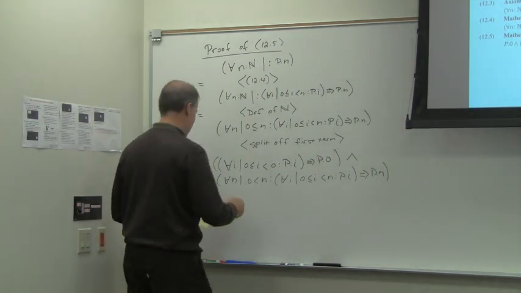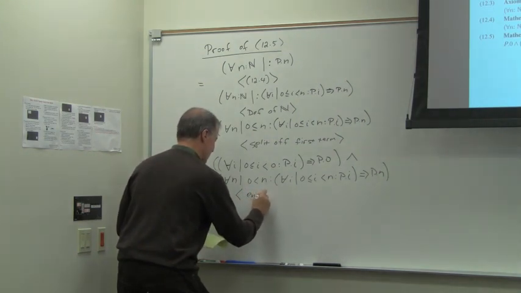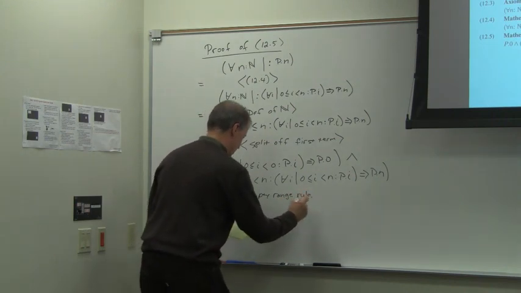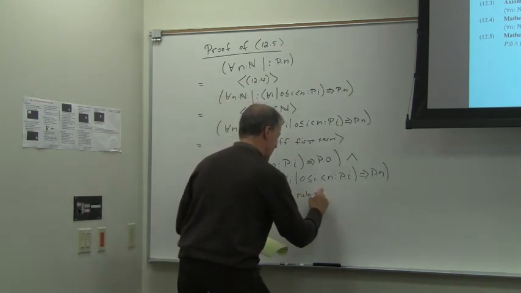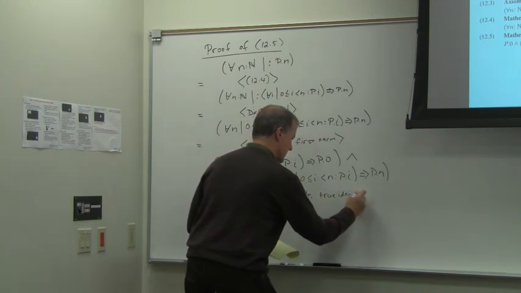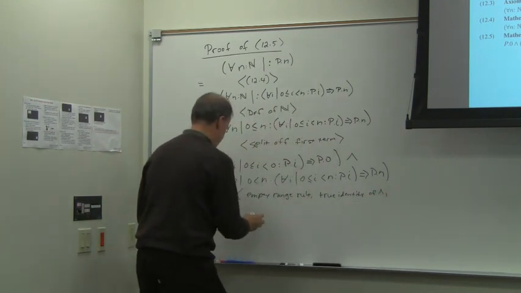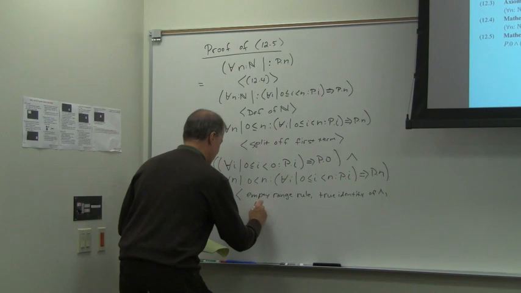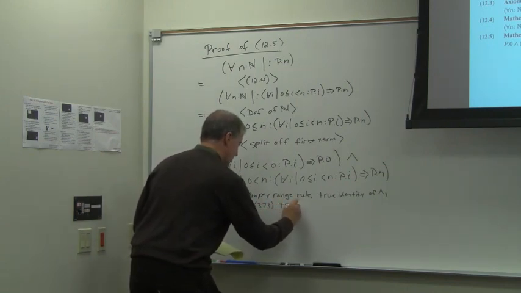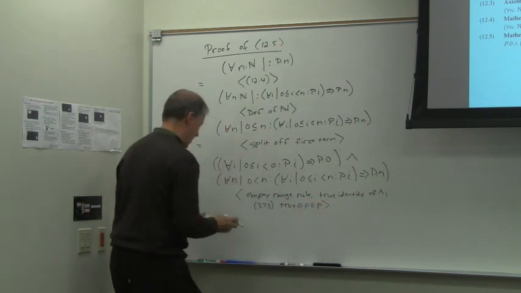So we'll do empty range. Here we'll do the empty range rule. We'll spell it out. Empty range rule, and true is the identity of and, comma, and then 3.73, which is true implies P equivales P. When we do all of that, what do we have?